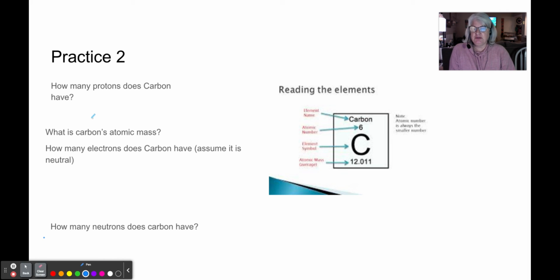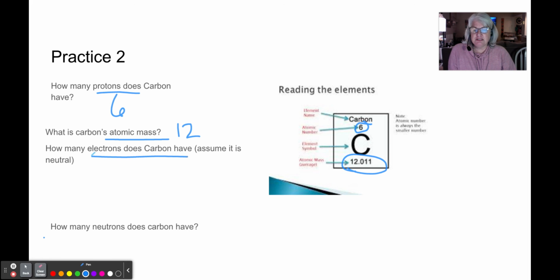All right, so how'd you do? How many protons does carbon have? Remember I said that the number of protons is always equal to the atomic number. So in this case, the atomic number is 6. So therefore, it has 6 protons. What is its mass? It's right here. So the atomic mass, I'm going to round to 12. If you need help with rounding, just come talk to me during class and I'll go over the rounding rules.